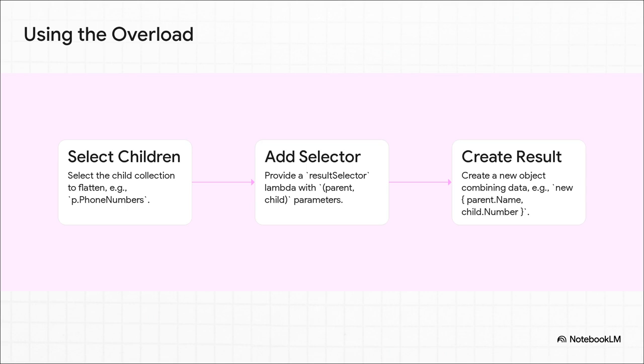First, you do what we did before. You tell it which collection to flatten. But then you add a second function. This is the result selector. It gives you two variables to play with, one for the parent object and one for the current child object from that inner list. Then you can just create a brand new object, cherry-picking the data you want from both.